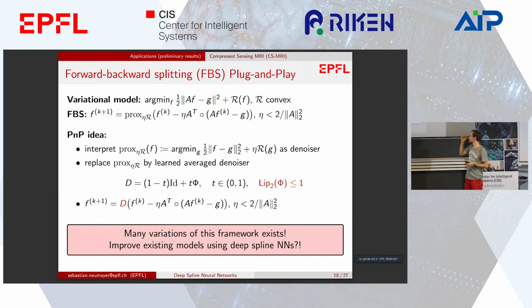And now the big question is, we have this Lipschitz constraint in there, so we need that phi is 1-Lipschitz. So the question is, can we improve such models by using DeepSpline neural networks instead of the usual ReLU network choice?